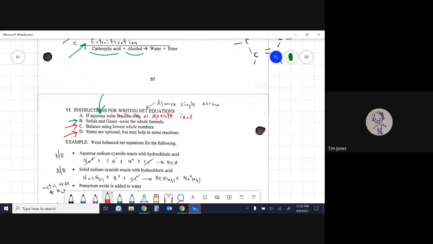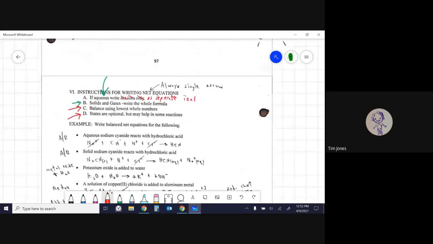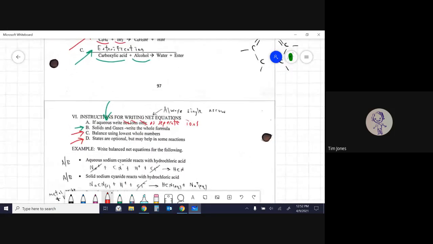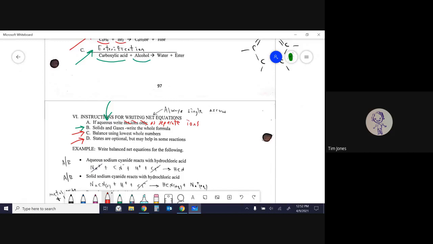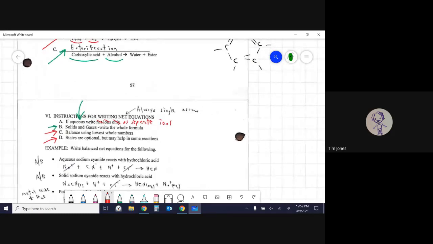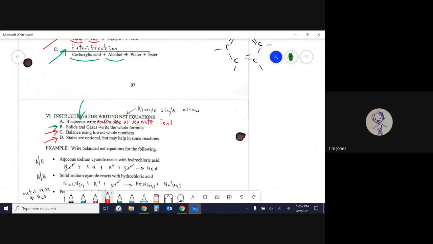Okay, let's take a look at some of these. Let's start with the first two here. Aqueous sodium cyanide reacts with hydrochloric acid. So, since it says aqueous sodium cyanide, you should write sodium and cyanide. Hydrochloric acid, don't write HCl, that's not what it really is. HCl is really this. This is more useful to do it this way, and it's going to react. We have to figure out what it is.